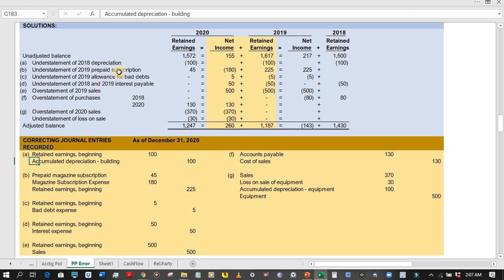But for letter C, letter D, and letter E, since the adjustments are both equal, the account titles to be used in the journal entry are retained earnings and a nominal account. So there will be no asset nor liability.